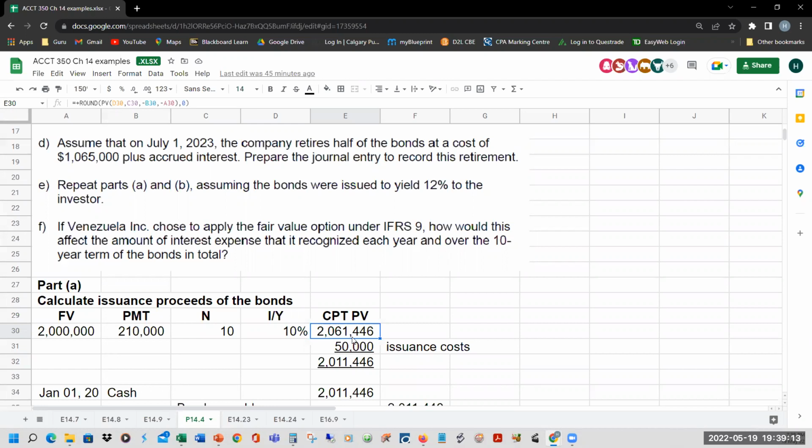The market participants know that they'll have to pay a little bit more right now, but later on, they're going to get a little bit higher back in cash because see, 10% of $2 million should only be $200,000, but the company is going to be paying $210,000 every year. So there's going to be that extra $10,000 that will over the 10-year period essentially wipe out that premium, okay? So if the bonds were issued at their present value, they would be issued for 2,061,446.